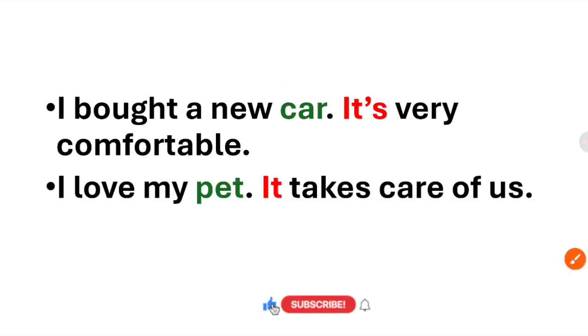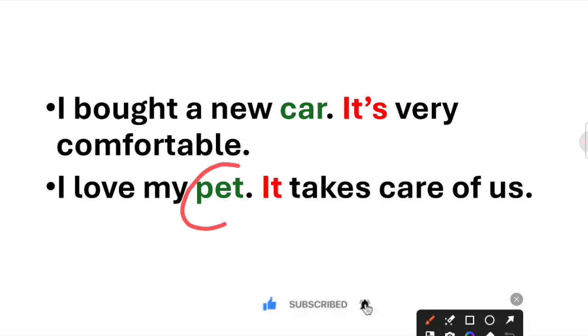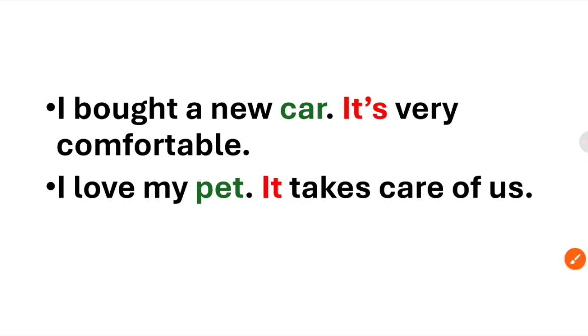Now I love my pet. It takes care of us. So here again you are replacing this noun with it. So in place of pet you are using it. In place of car you are using it. So this is the way that you will just replace subject or object which has been referred to earlier with it.